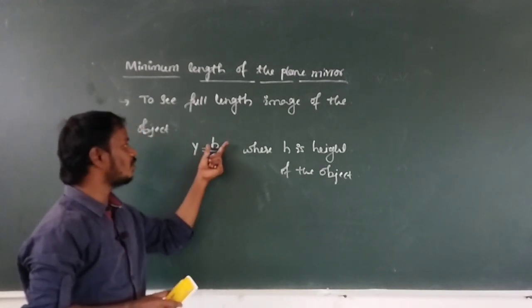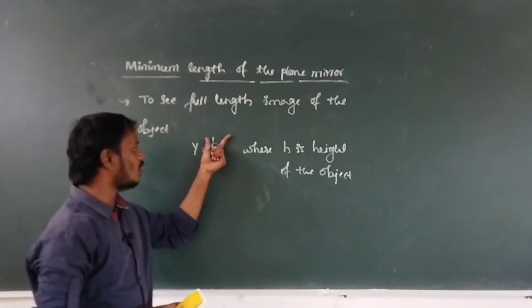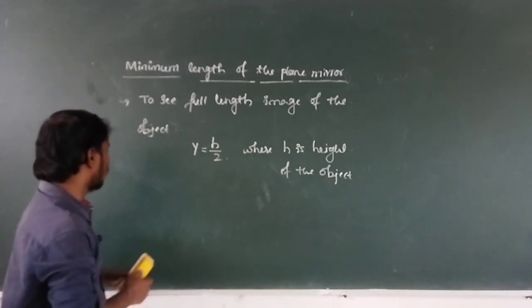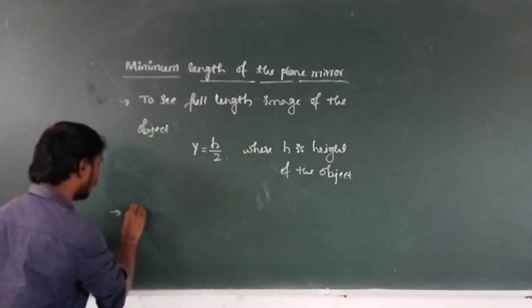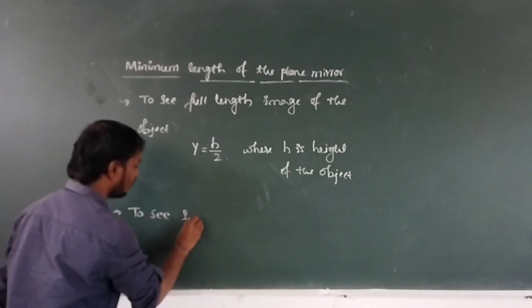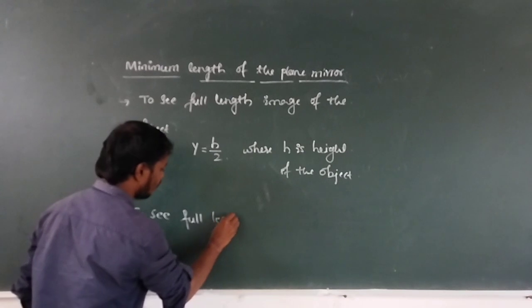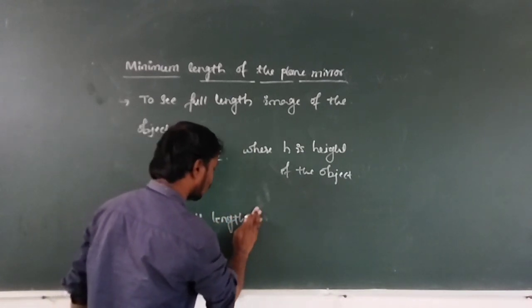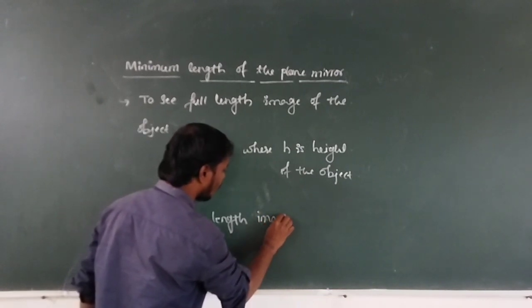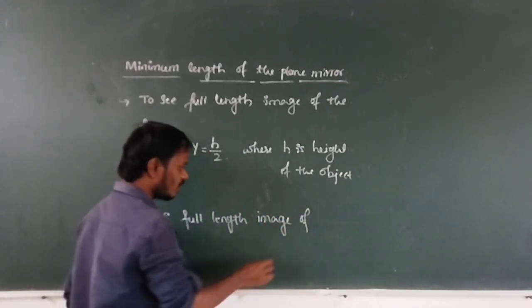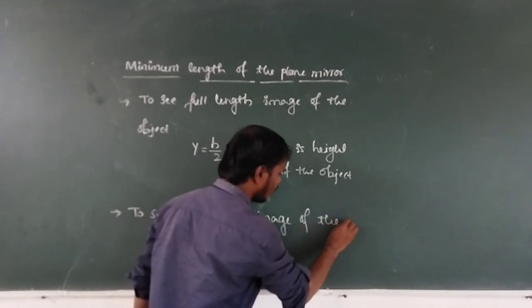That is y is equal to h by 2, means it is half of height of the object. Then second case, to see full length image of the wall behind the object.